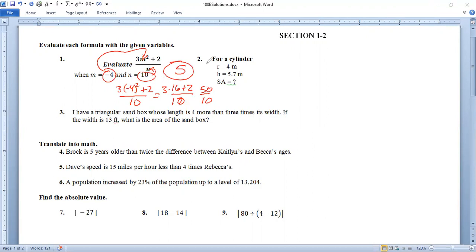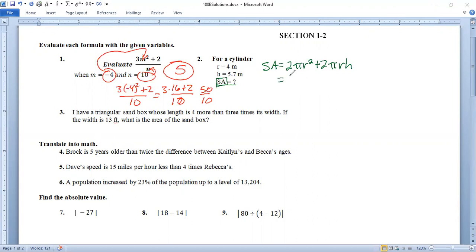Number 2, for a cylinder, r, h, and surface area. We're looking for the surface area of a cylinder. The formula out of the textbook from chapter R is surface area equals 2 pi r squared plus 2 pi r h. Sometimes they'll write this part last and that part first, but that's the formula for surface area.